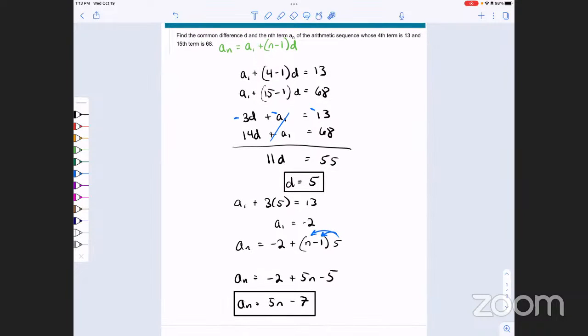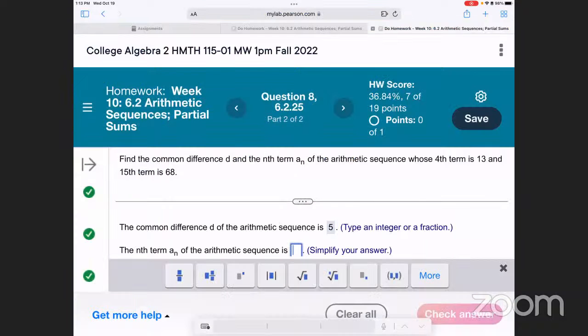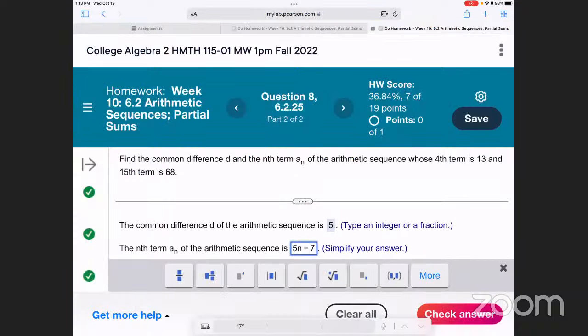So then, again, when n is 4, the output should be 13. 5 times 4 is 20, minus 7 is indeed 13. And then when n is 15, the output should be 68. So 5 times 15 is 75, minus 7 is indeed 68. So this a_n works for both. So we got 5n minus 7. So I'm going to go here and type 5n minus 7.